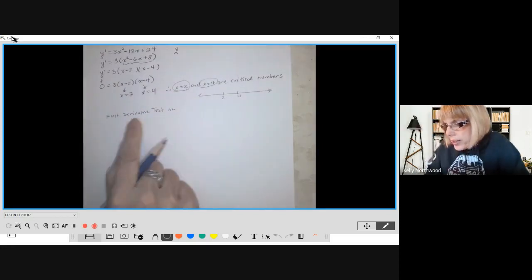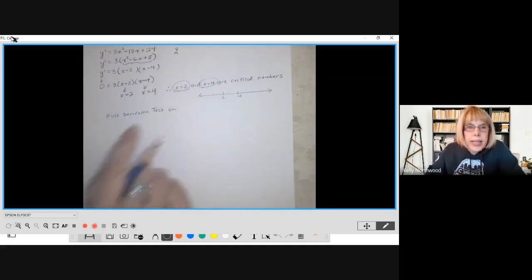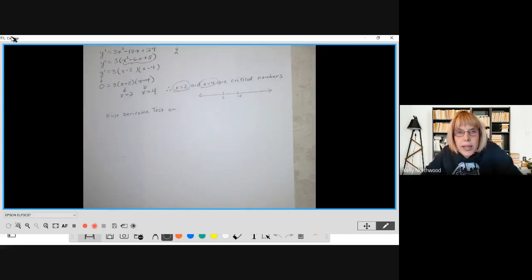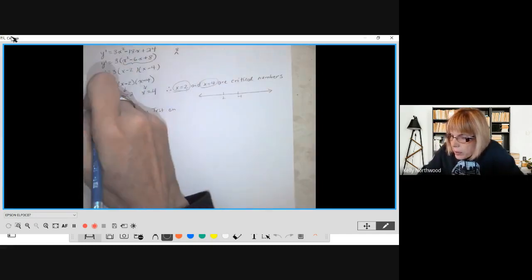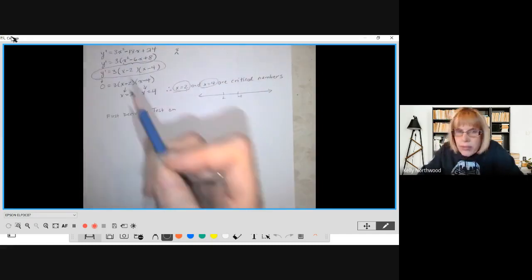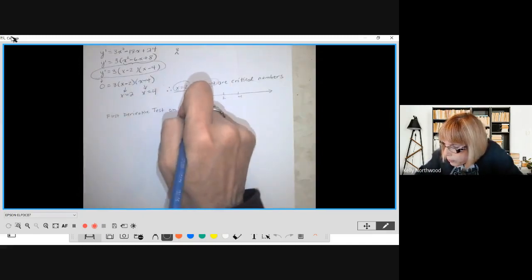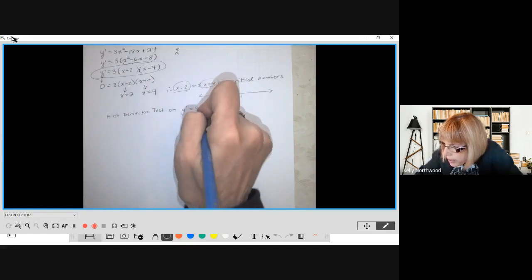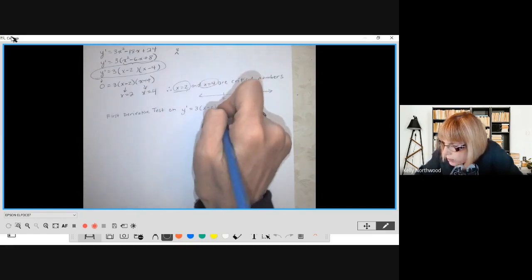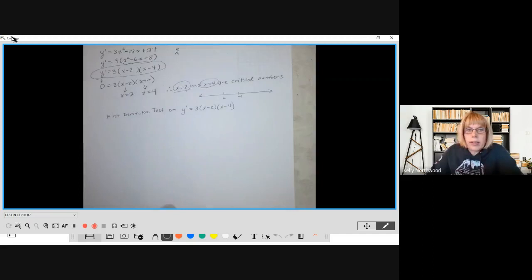And I'll let you use capital F, capital D, capital T instead of writing out first derivative test every time. But for the first time, for sure, I want to write it out so you know what it is we're doing. First derivative test on, and then we want to choose the first derivative that's in simplified factored form, y prime equals 3 times x minus 2 times x minus 4. And then we're going to test the sign of y prime in the different intervals.